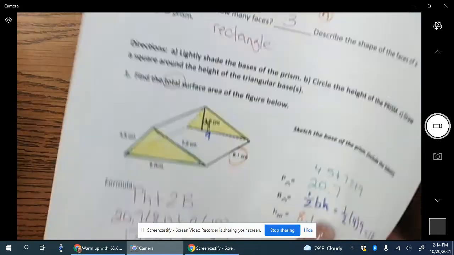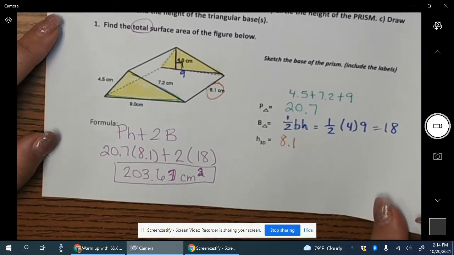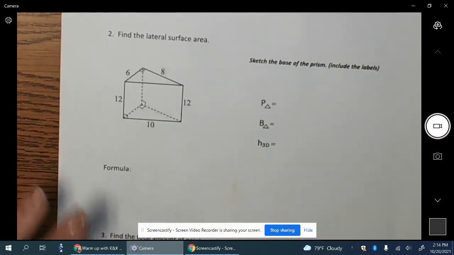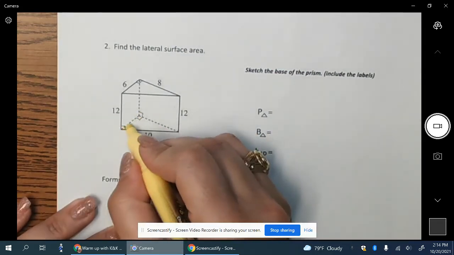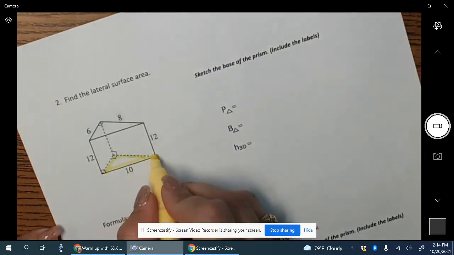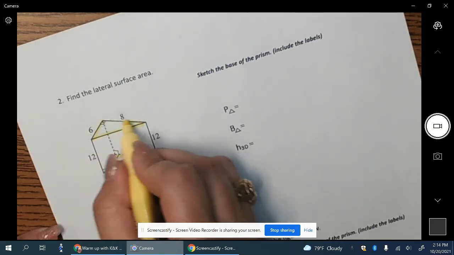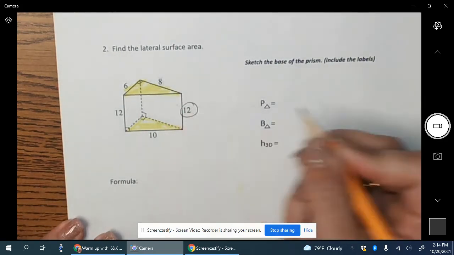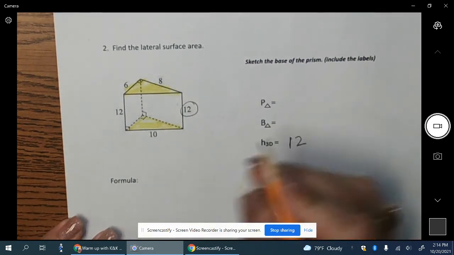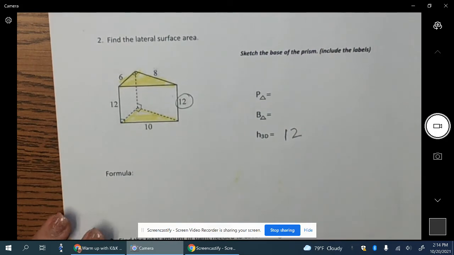We are not done. First thing is to what? Shade your bases. Okay, shade your bases. My bases are what shape? Triangles. What is the height? 12. And how do we know that? Between the bases. Good. All right.